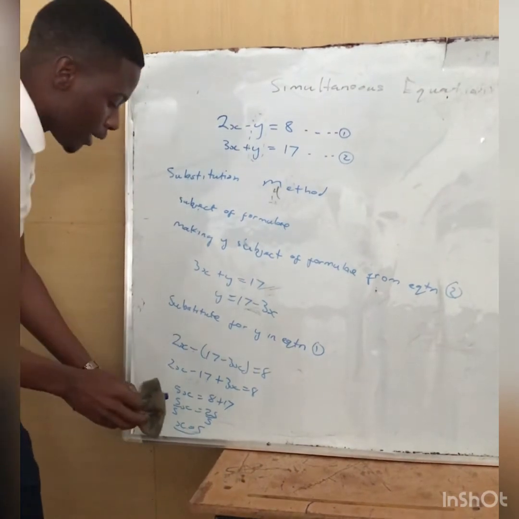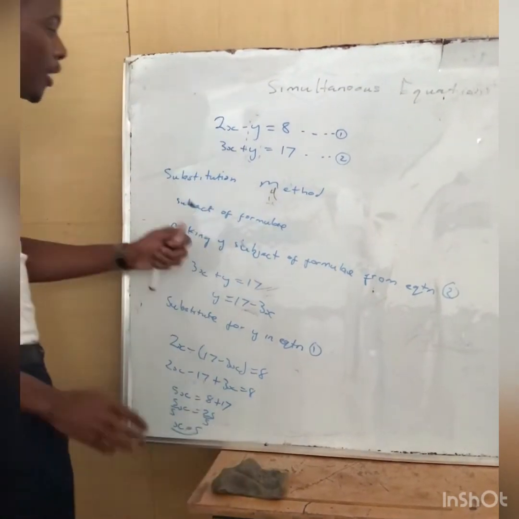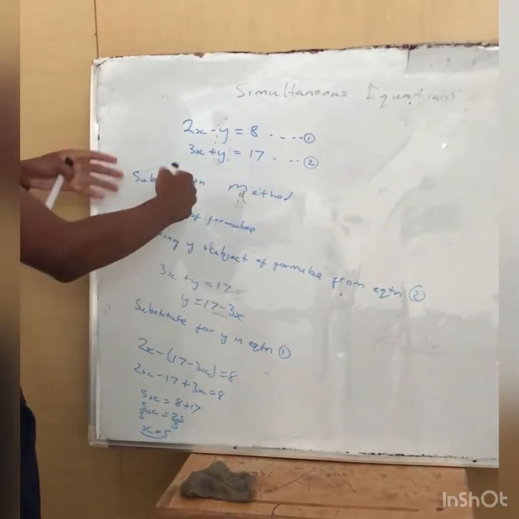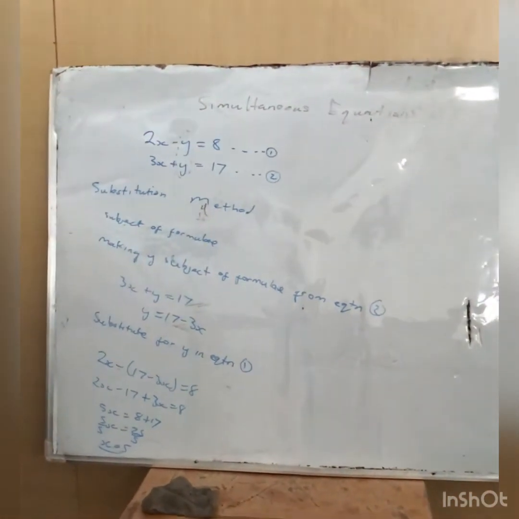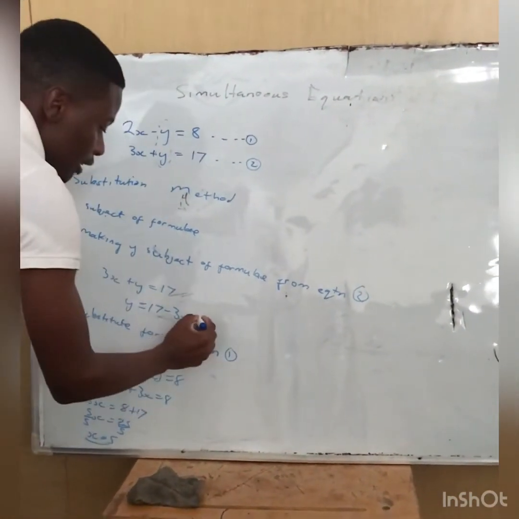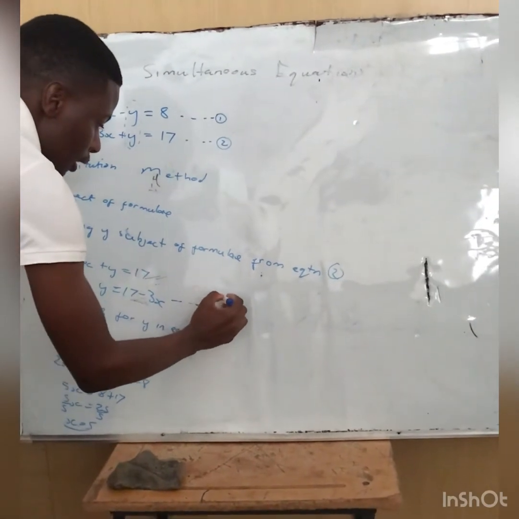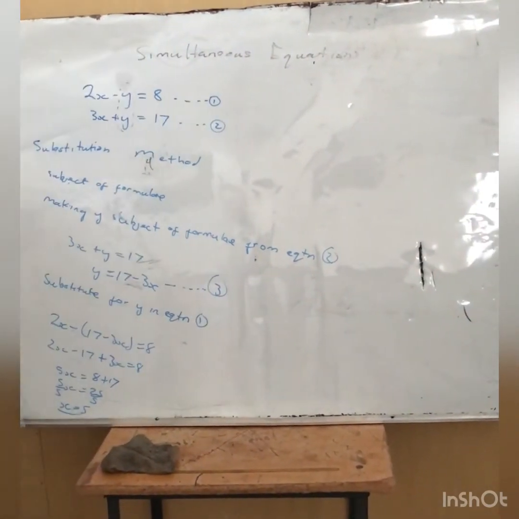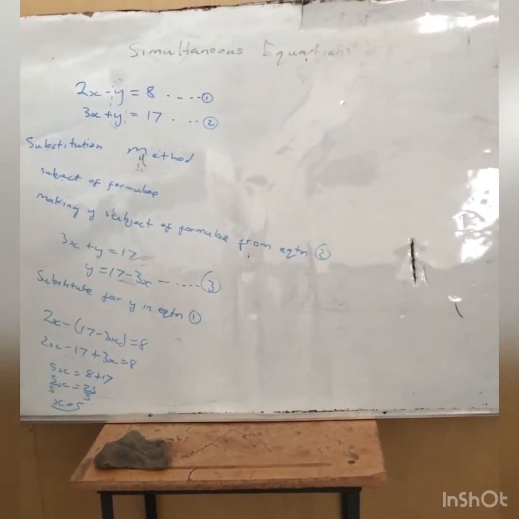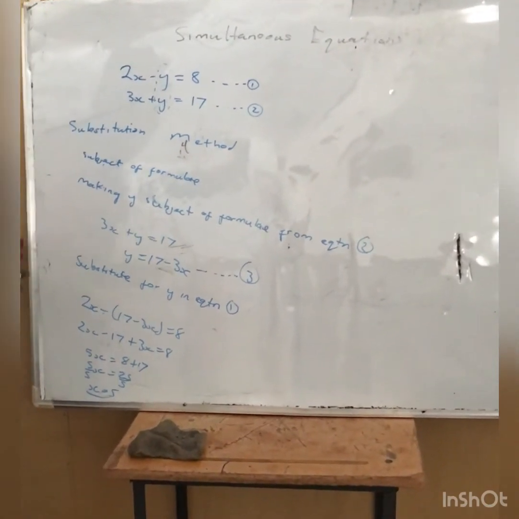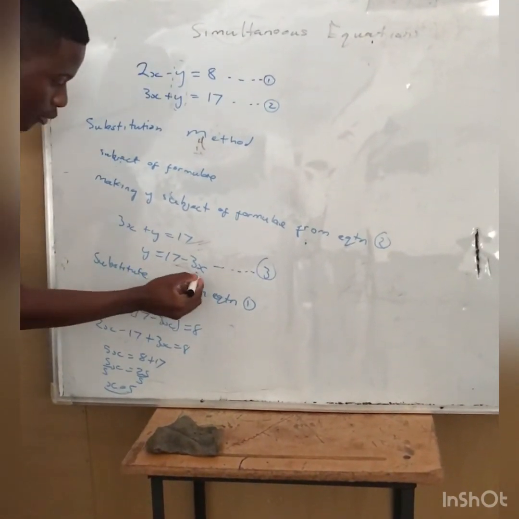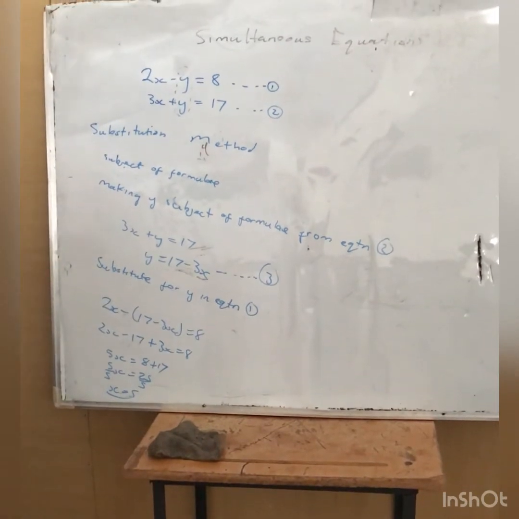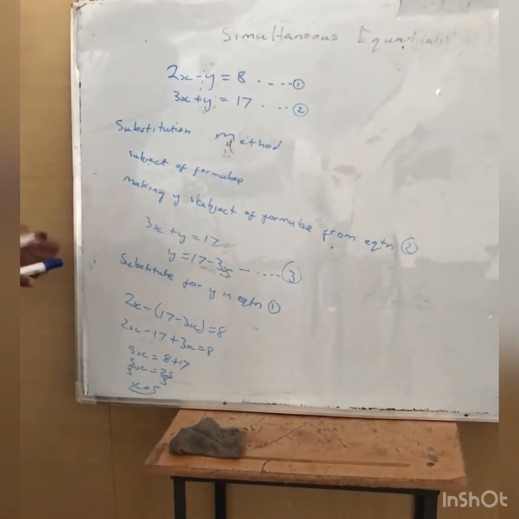Now, after I've managed to get my value for x being 5, I may choose to substitute in any of the equations. But the straightforward one is this equation that I'm making my equation 3, where I've already made y the subject of the formula. So it simply means for x, I'm just substituting a value for x, which is 5.